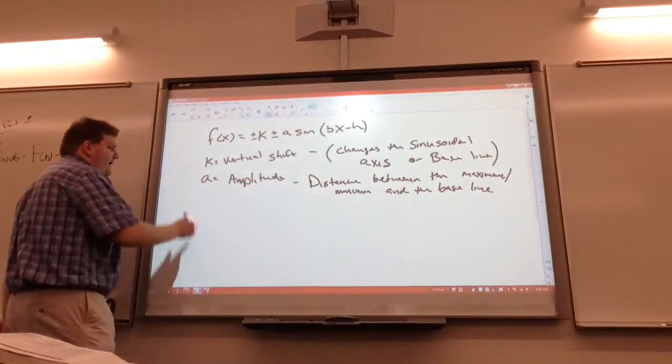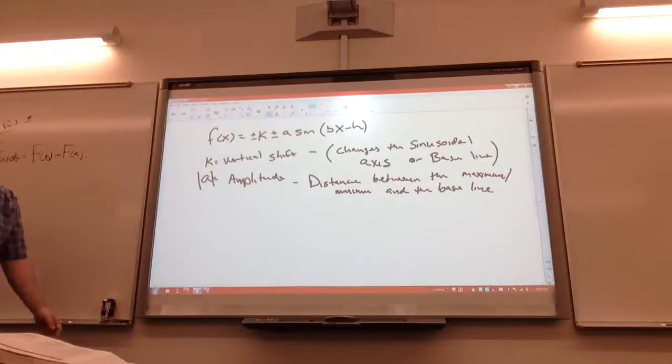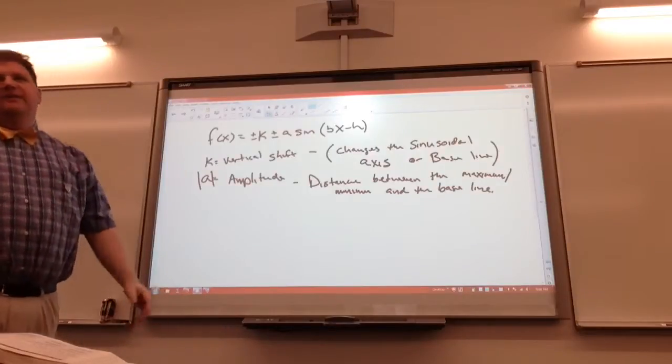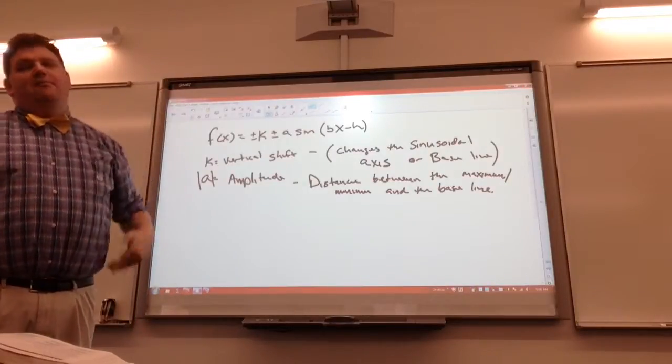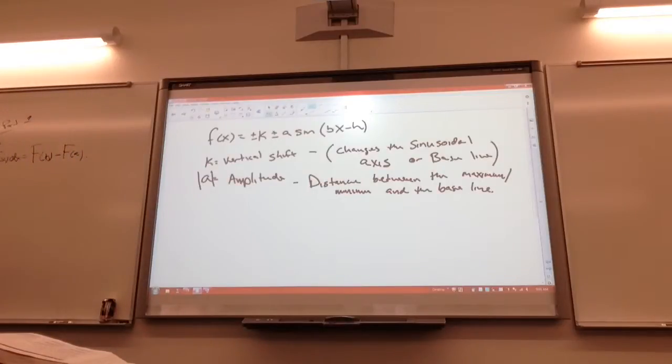And so amplitude is actually properly the absolute value of A, because the amplitude isn't ever going to be negative. If you have negative A up there, all it means is that when you start your graph, you don't go up, you go down. Okay, that's amplitude.